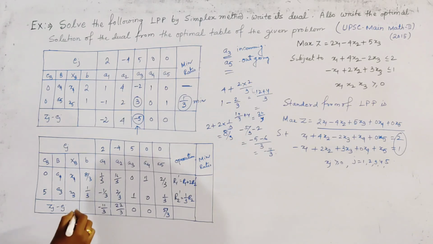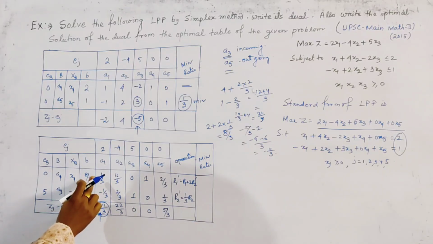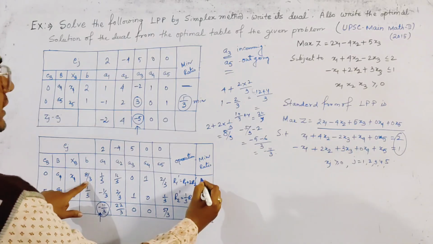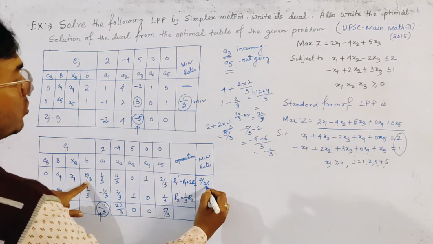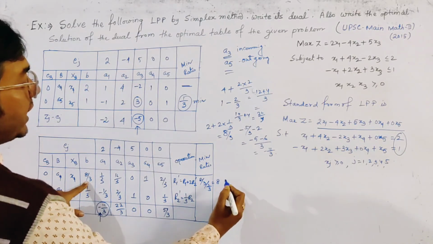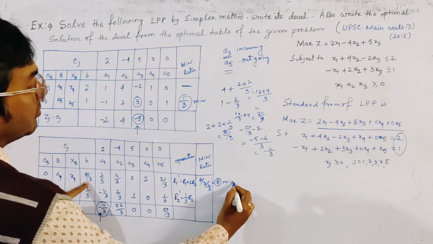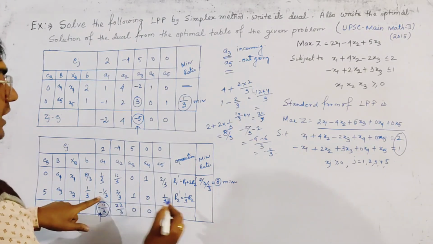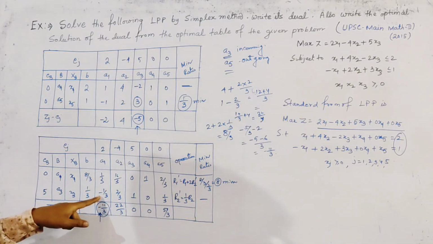Okay, and clearly this is the negative net evaluation, only negative net evaluation. So this column must be the key column. Again we find out the min ratio. Here only one positive element in this column, so min ratio is obviously 8 by 3 by 1 by 3, and this is given by 8, and this is minimum. Okay, and since this is negative, we cannot find the min ratio. Here we indicate a blank sign.